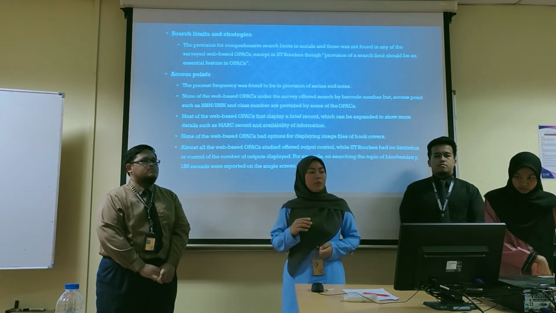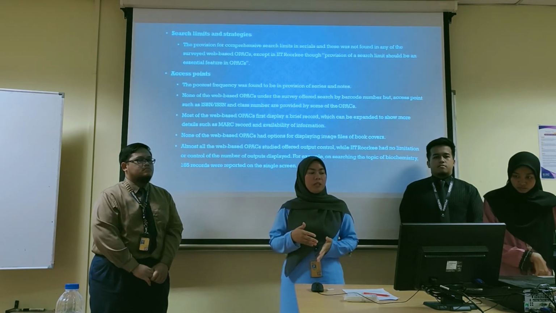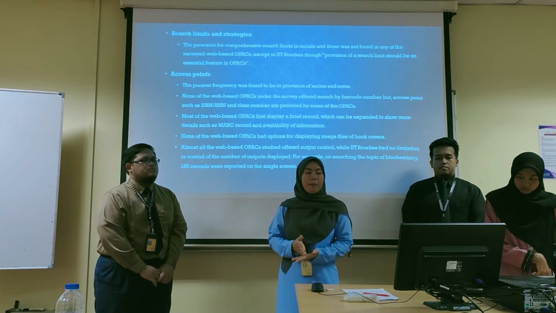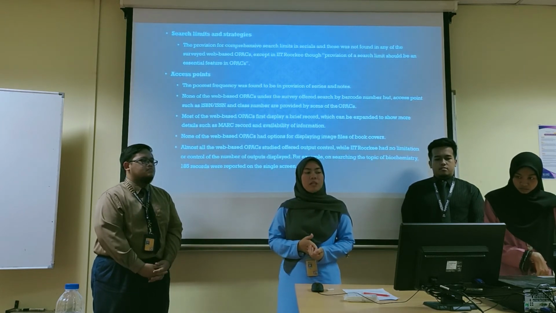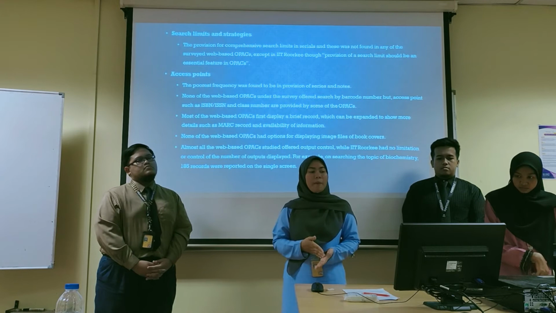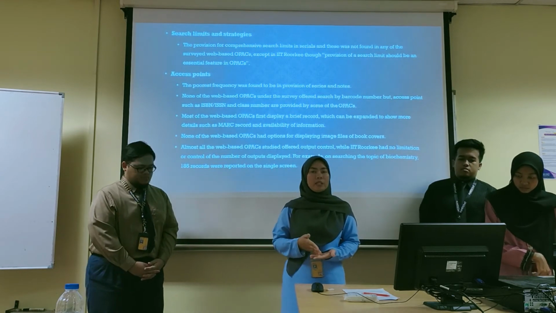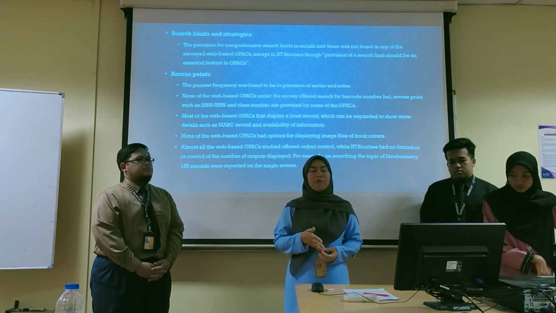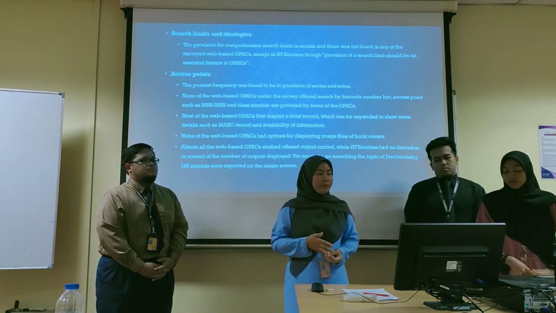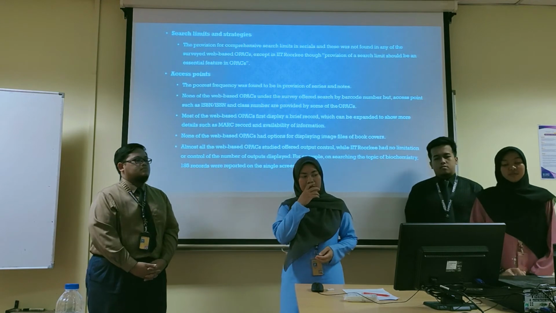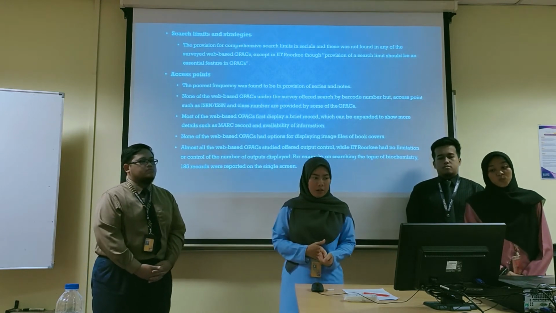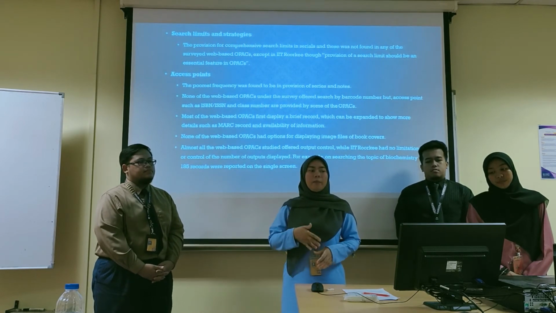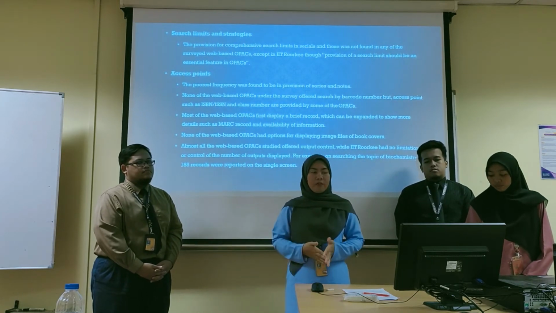The poorest frequency was found to be in the provision of series and notes. None of the web OPACs under the survey offered search by barcode number, but access points such as ISBN, ISSN, and class number are provided by some of the OPACs. Most of the web OPACs first display a brief record, which can be expanded to show more details about the marked record and availability of information.